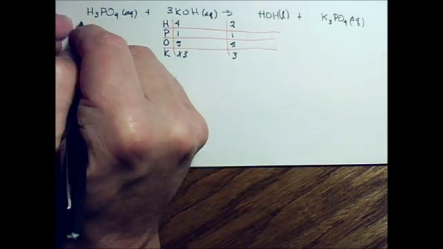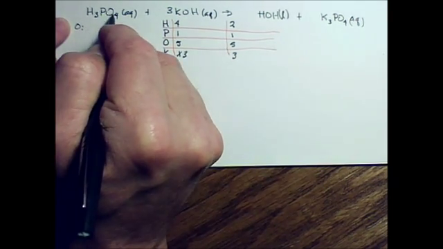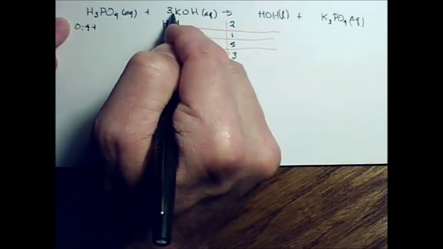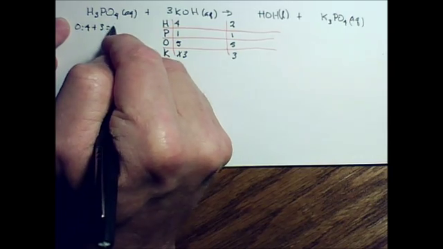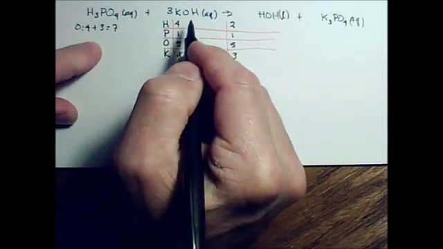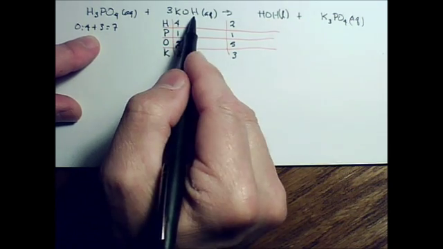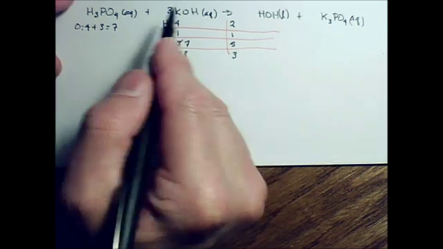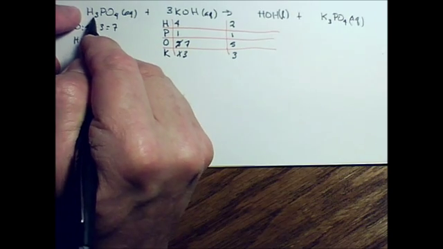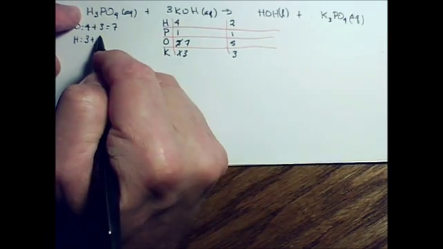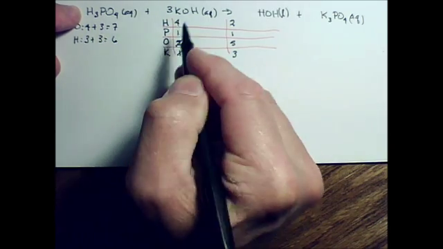So I've got to count all the oxygens. I've got 4 oxygens here, plus 3 oxygens here. 3 times 1 is 3. So right now on this side of the arrow, I've got 7 oxygens. Alright, I've also changed the number of hydrogens. I've got 3 hydrogens here, and I've got 3 times 1 or 3 hydrogens here. That's 6 hydrogens.